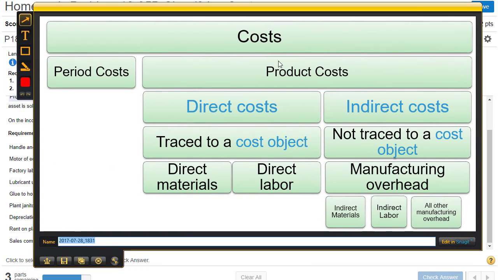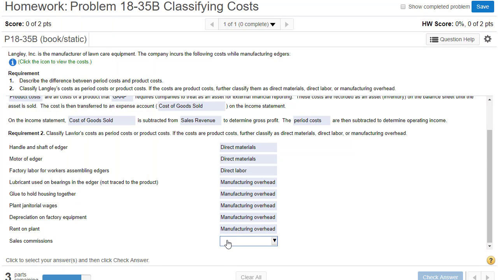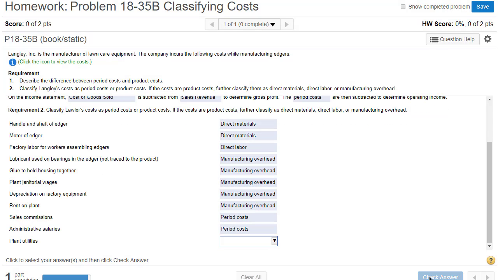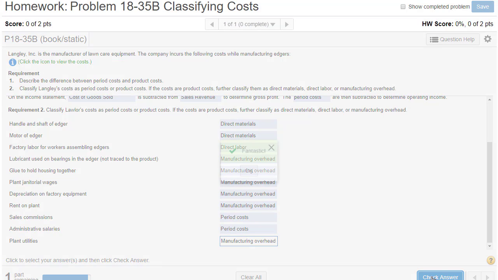And then we've got sales commissions. Do salesmen produce a product? No, so it is a period cost. And then administrative salaries. Do they work on building products? Nope. So this is a period cost. Plant utilities. Since these are utilities for the plant and not the office, this is a product cost. But the utilities, like the electricity, are not traced to one edger or the other. That would be too difficult to do. So that is manufacturing overhead and an indirect cost.